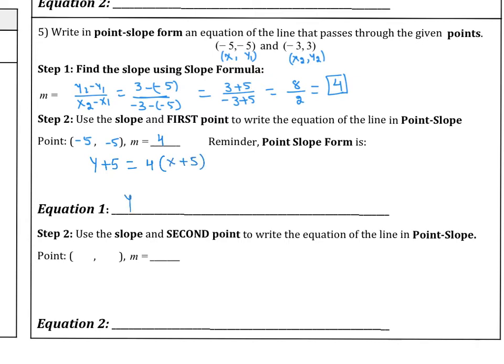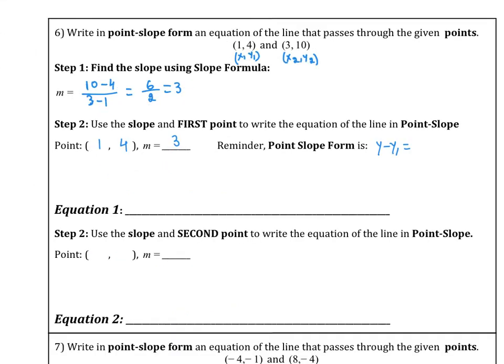So y plus 5 equals 4 times x plus 5 is the first equation. Now you're going to choose the second point and the slope is still the same: y minus y1 equals 4 times x minus x1. If it's a negative sign, you're going to choose the opposite sign. So the second equation would be y minus 3 equals 4 times x plus 3.